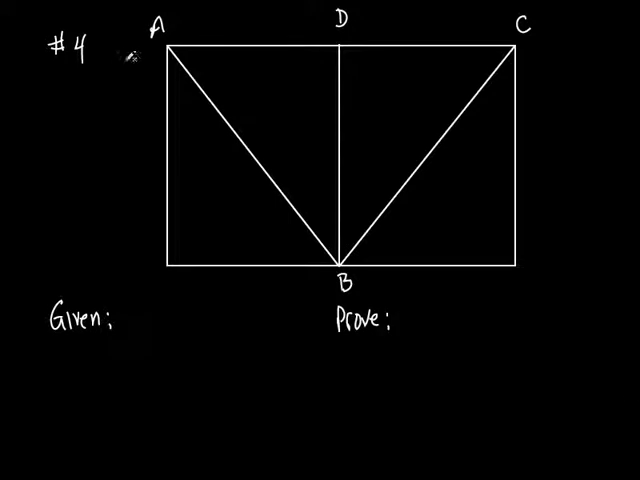So in the book, they'll give you a picture, they'll show the given, and they'll show you the prove. I want you to write all that stuff down. On the worksheet, you don't have to copy it over again. It's already sitting there right on the worksheet. But if it's from the book, I want you to copy all this down.